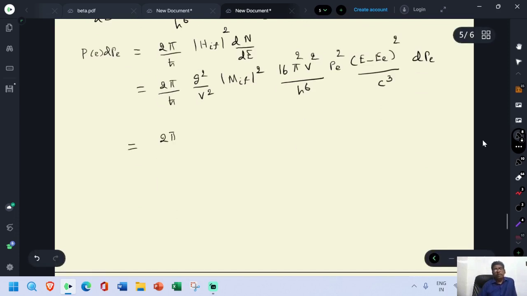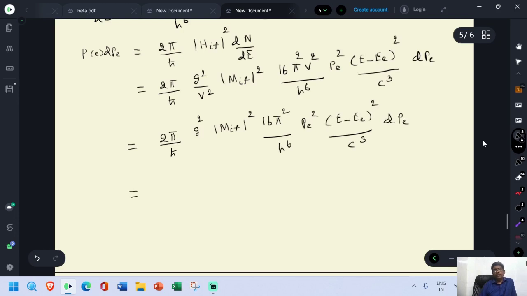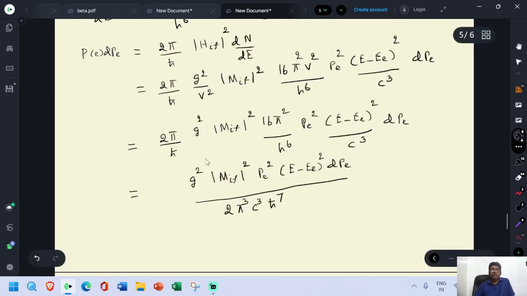This is equal to 2π/h × G²M_IF² 16π², this V² cancels, divided by h^6 P_e² (E minus E_e) whole square divided by C³ (dP_e), which is equal to G²M_IF² P_e² (E minus E_e) whole square dP_e divided by 2π³C³(h^7). Already one h-cross is present.